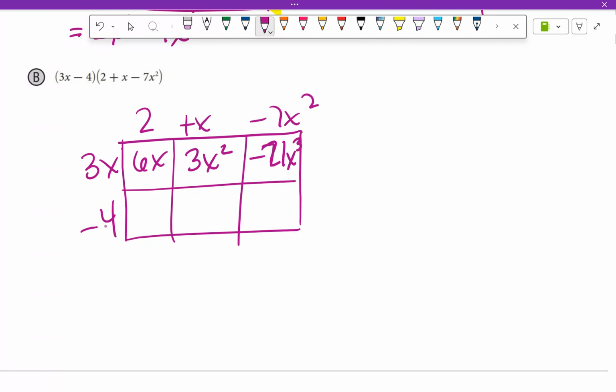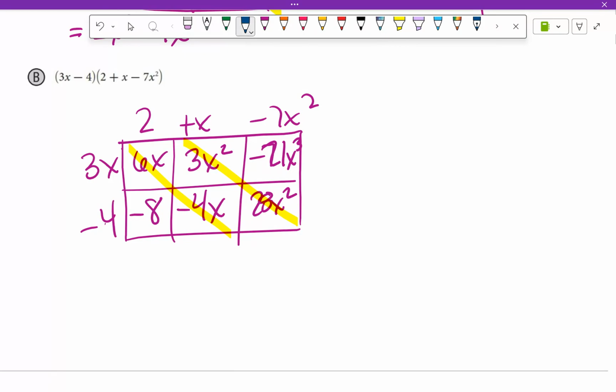Okay. All right. Negative 4 times 2. Negative 8. Negative 4 times x. Good. And negative 4 times negative 7x squared. 28x squared. All right. Did my diagonals trick work again? Yeah. Remember, it might not be that diagonal. It could go the other direction. That comes up in the next problem, I think.